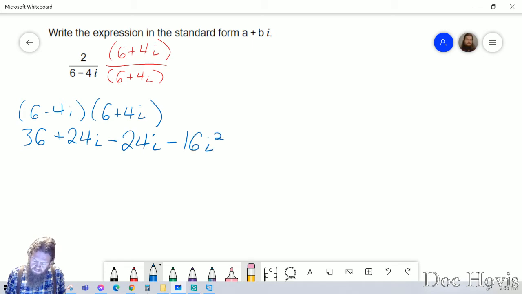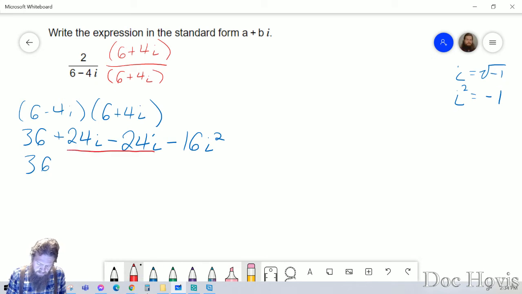And if we remember the rules, I is equal to the square root of negative 1. I squared is equal to, well, squaring a square root actually just gets rid of the square root and leaves the center, so that's going to be negative 1. So my next line is going to be 36. We see that 24I minus 24I cancel each other out. Minus 16 times negative 1, so 36 plus 16 gives us 52.